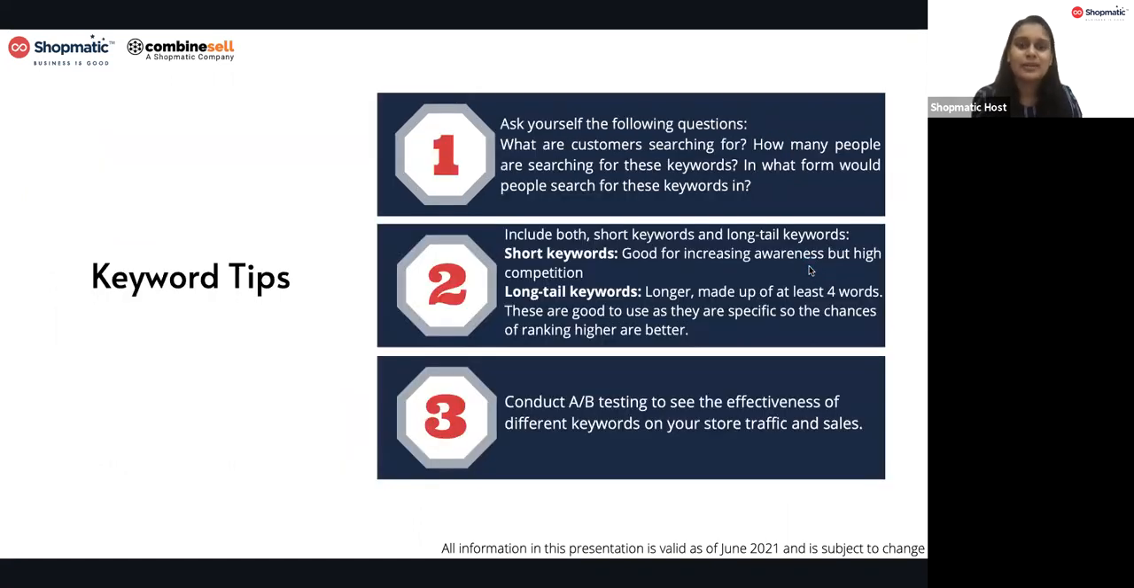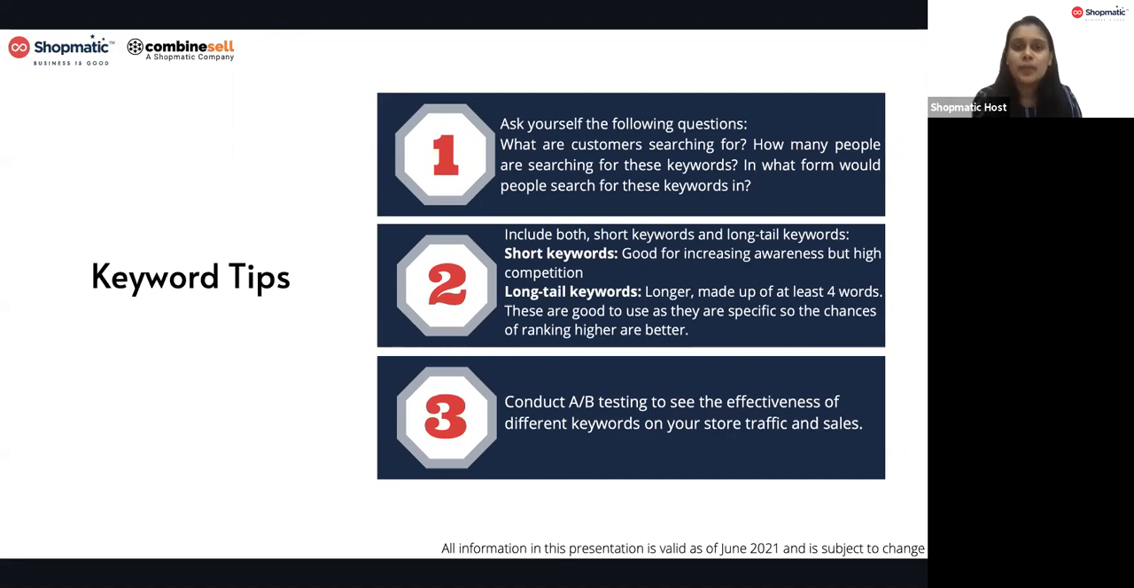So now some keyword tips. So these are some tips that you can use when writing your product descriptions and your product titles. So the first tip will be to ask yourself the following questions. What are customers searching for? How many people are searching for these keywords? And in what form would people search for these keywords in? It's vital to ensure that you add in your keywords after thinking about these questions, because you want to ensure that people are going to be searching for the things that you write on your product description itself.